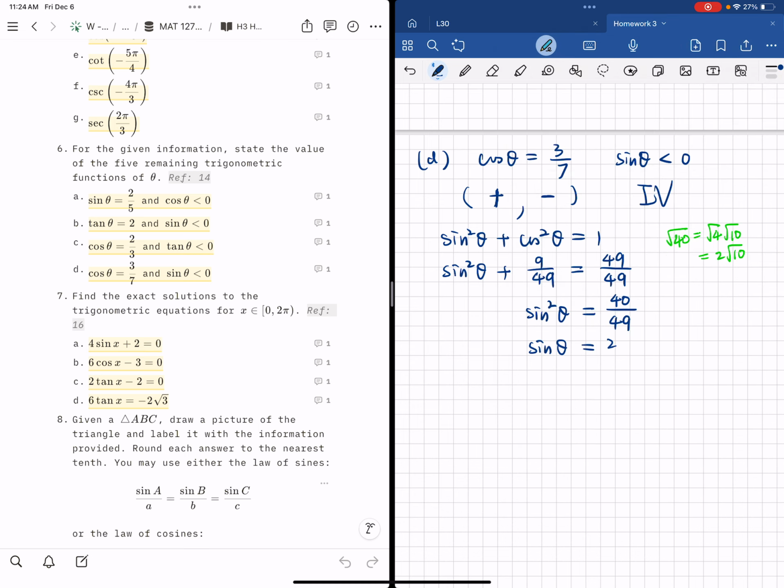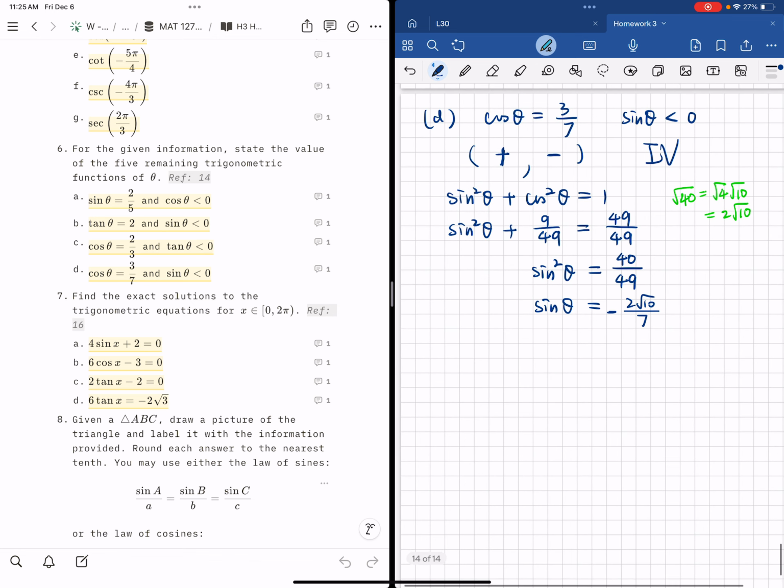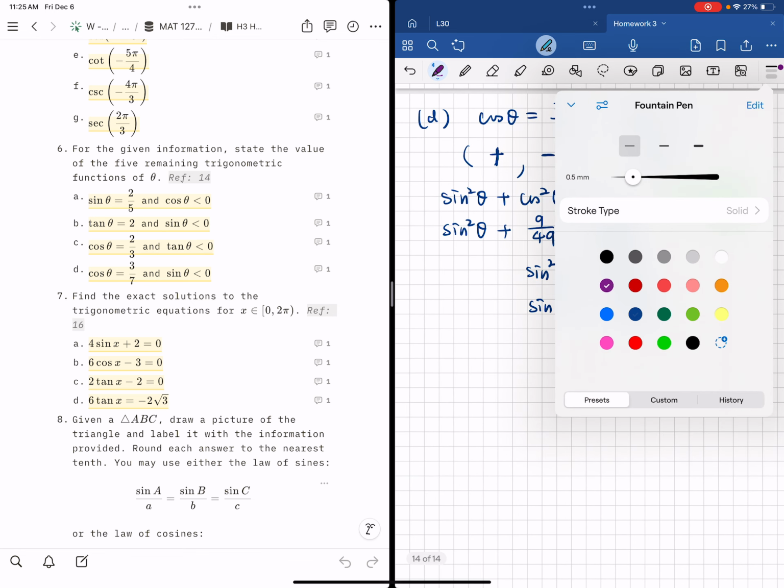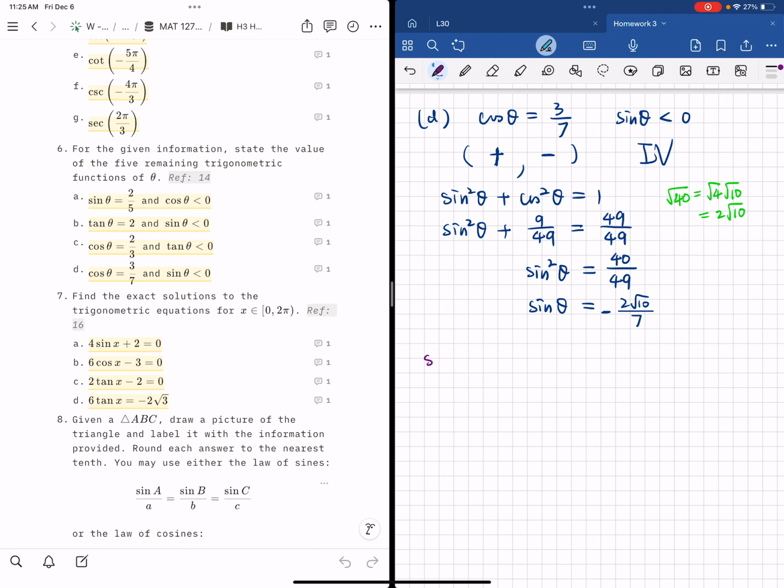It's 2 radical 10 over square root of 49, which is 7. And then it's negative, don't forget about that, so we need to add a negative sign. I almost forgot. Okay, and now we are ready to write the final list. So we have sine: negative 2 radical 10 over 7.